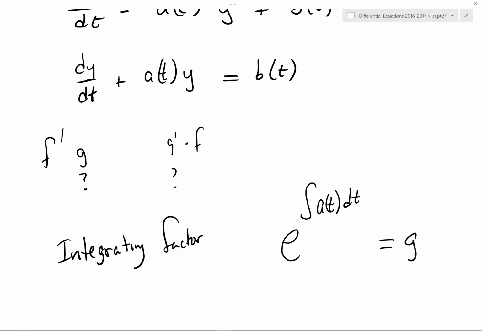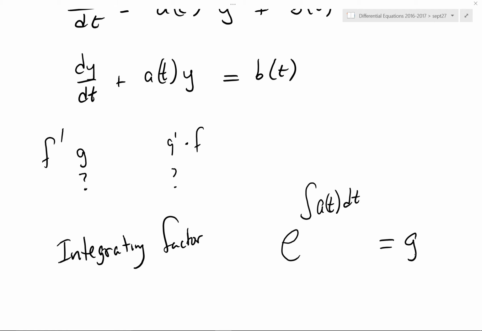Mr. Grumman, what if it comes out to be e to the ln of t? Cool, then you're going to multiply by t. What if it comes out to be e to the, it doesn't matter. Any function can be written as e to the some power. Any function can be written that way. So keep that in mind. It doesn't really matter, but this is how you do it.